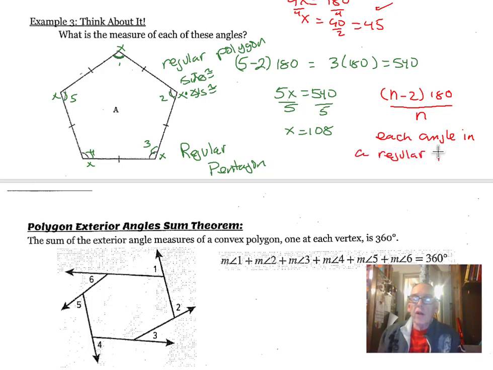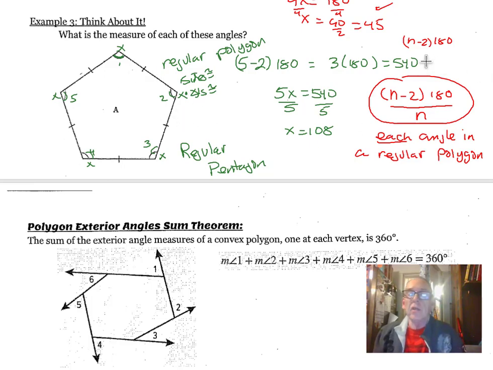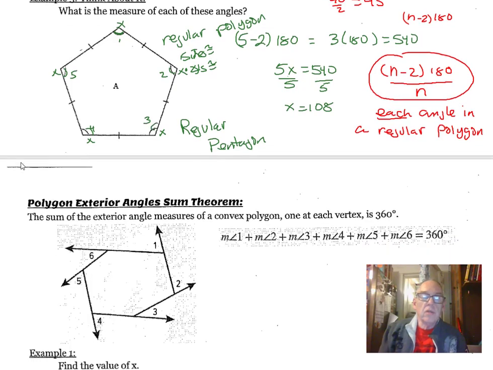In a regular polygon, to find each angle, it's n minus 2 times 180, which is the total number of degrees, divided by n because you have n equal angles, versus just n minus 2 times 180 to find the total number of degrees in a polygon with unequal sides, where you can't find individual side lengths without more information.